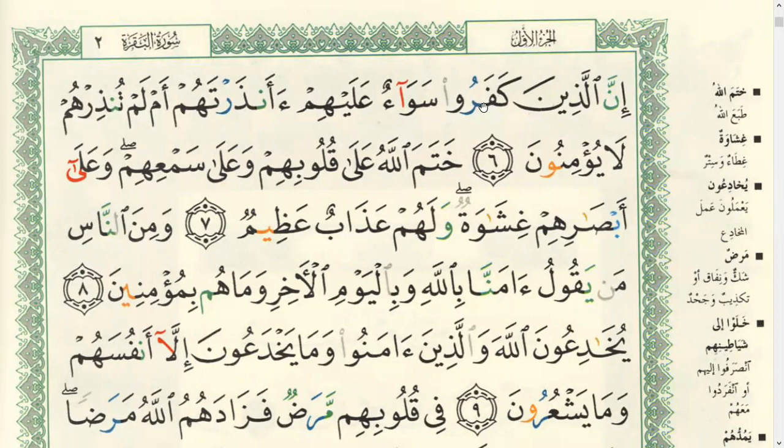Okay, kafaru, disbelieved. Sawa'un, it is the same. Alayhim, to them; him means them.